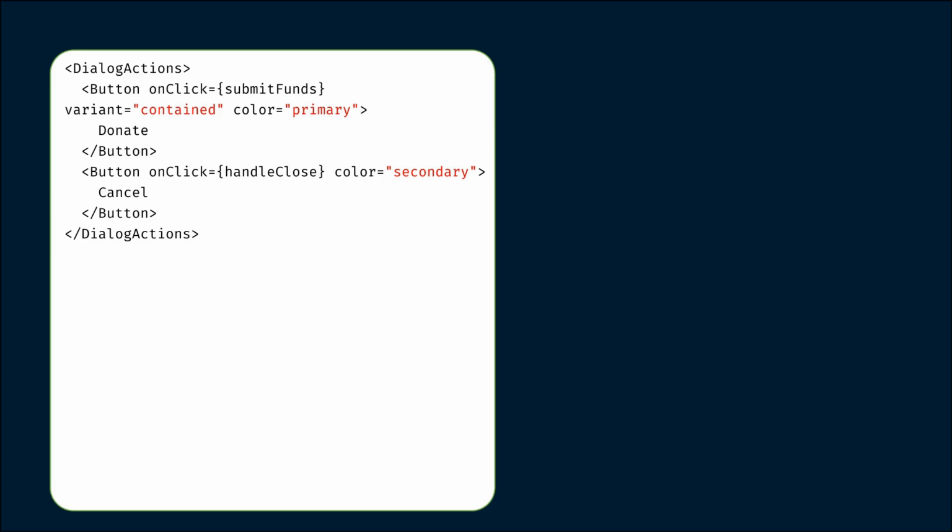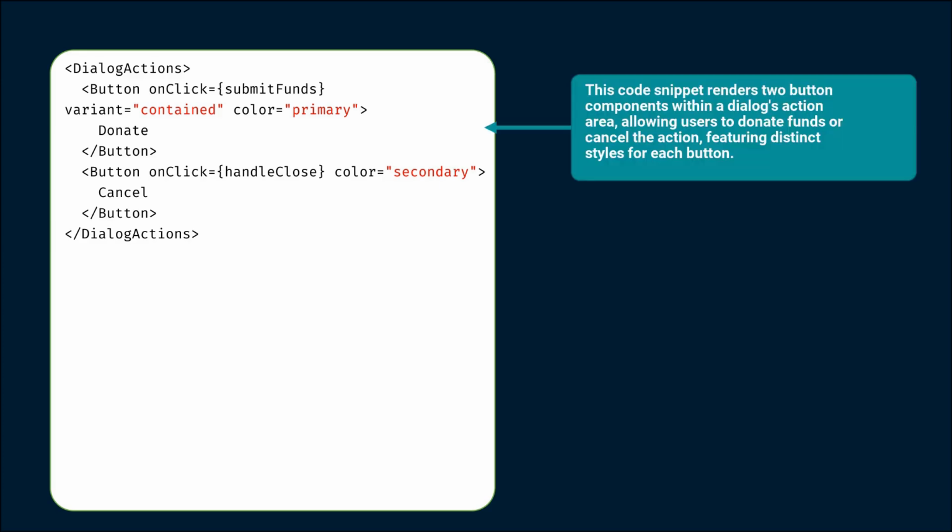Now let's integrate the donation functionality with our user interface by adding a button that triggers the donation process. We will implement a Donate button within the Dialog Actions component. This button is associated with the Submit Funds function, which we previously established to handle the donation submission process. When users click this button, it sends the specified donation amount to the smart contract, executing the donation.